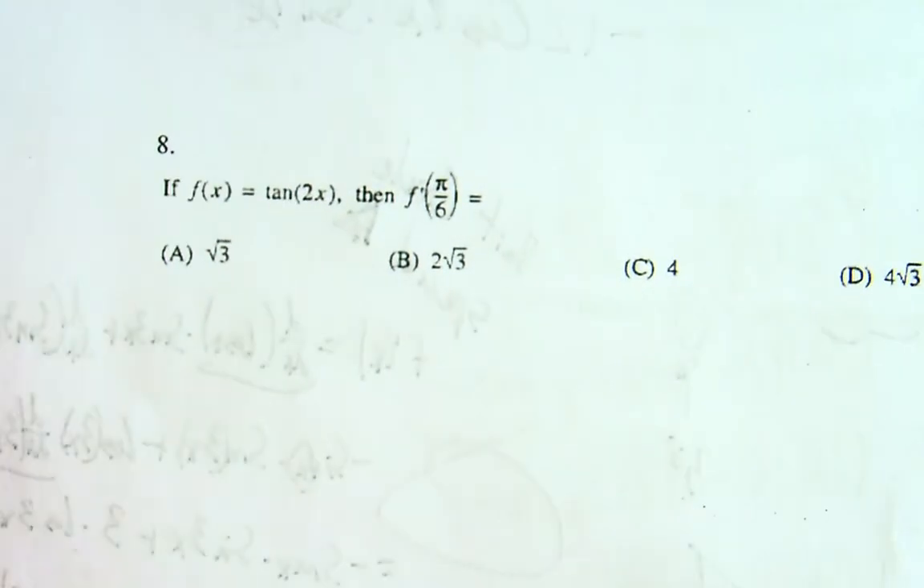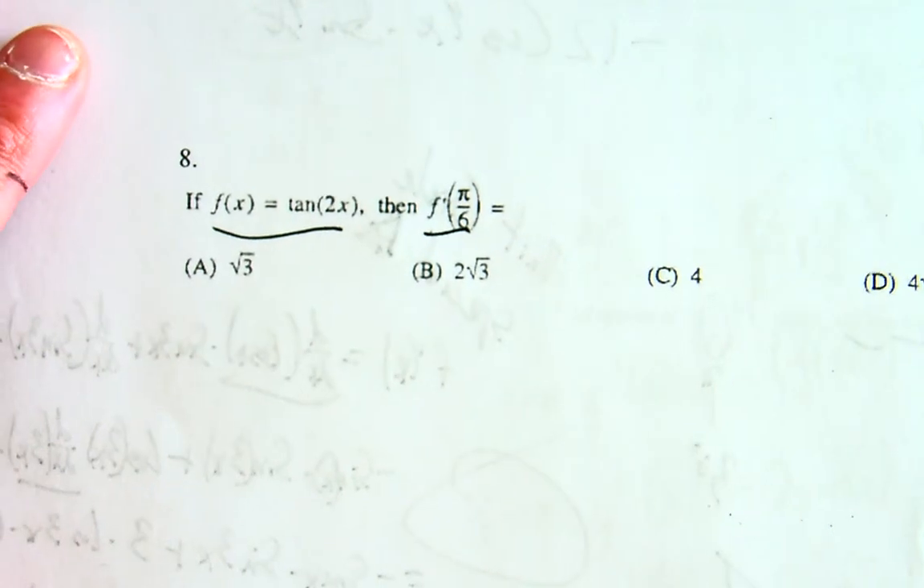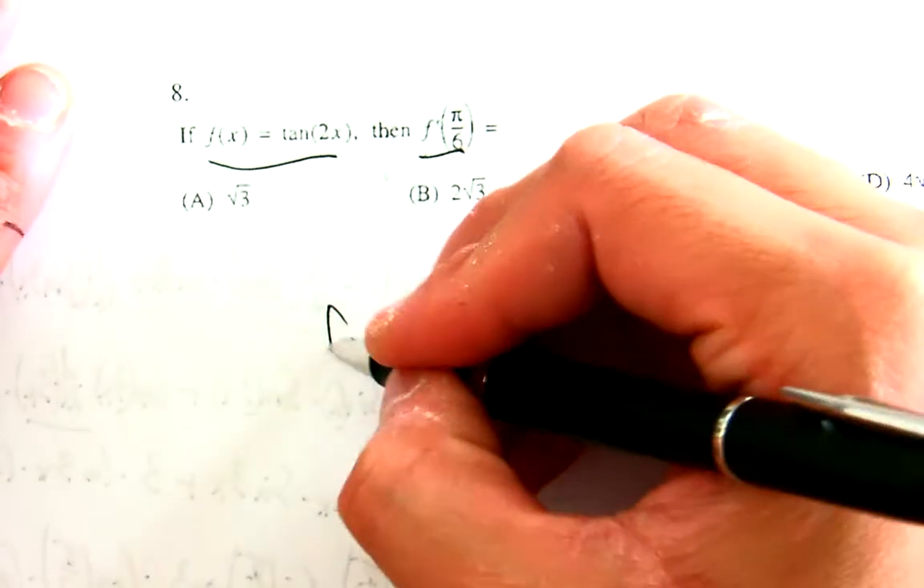Number 8. Here's f. Find f prime of pi over 6. So this one is pretty simple. You just use the chain rule basically, right? So let's find f prime first.